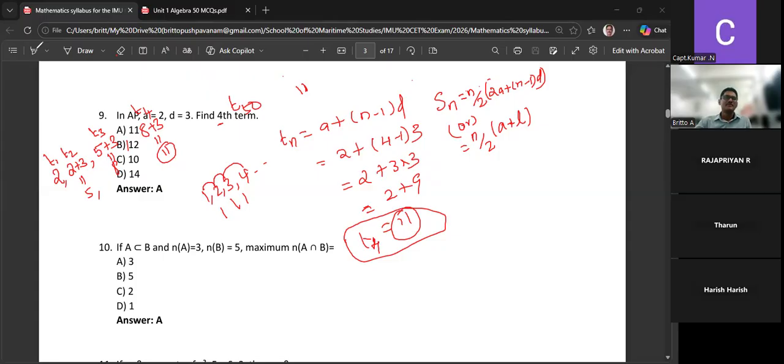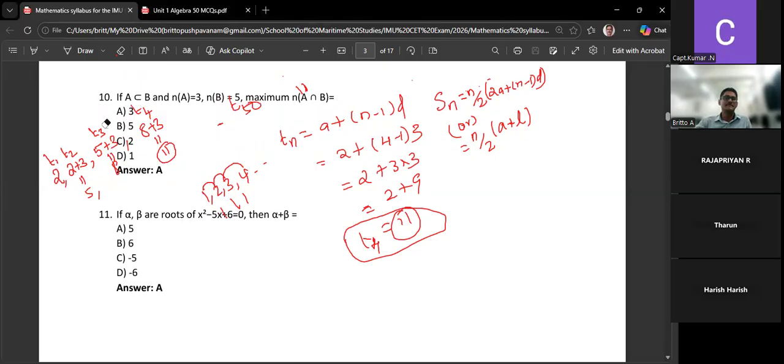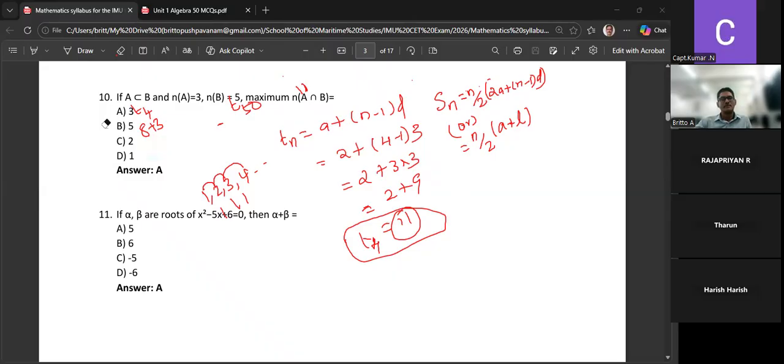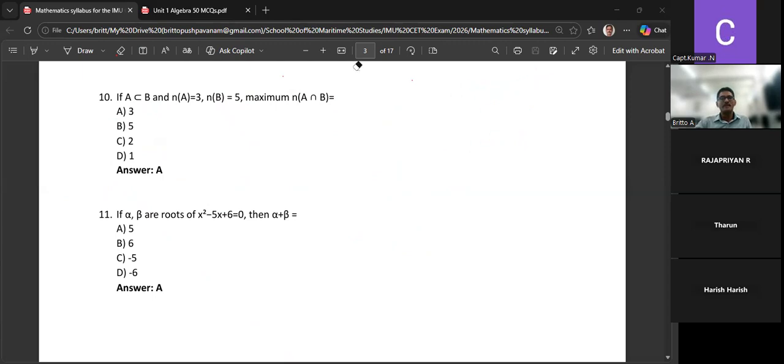Right. Now we move on to the next question, question number 10. We are given that A contains B, or A is a subset of B. If n of A equals 3 and n of B equals 5, what is the maximum value of n of A intersection B?